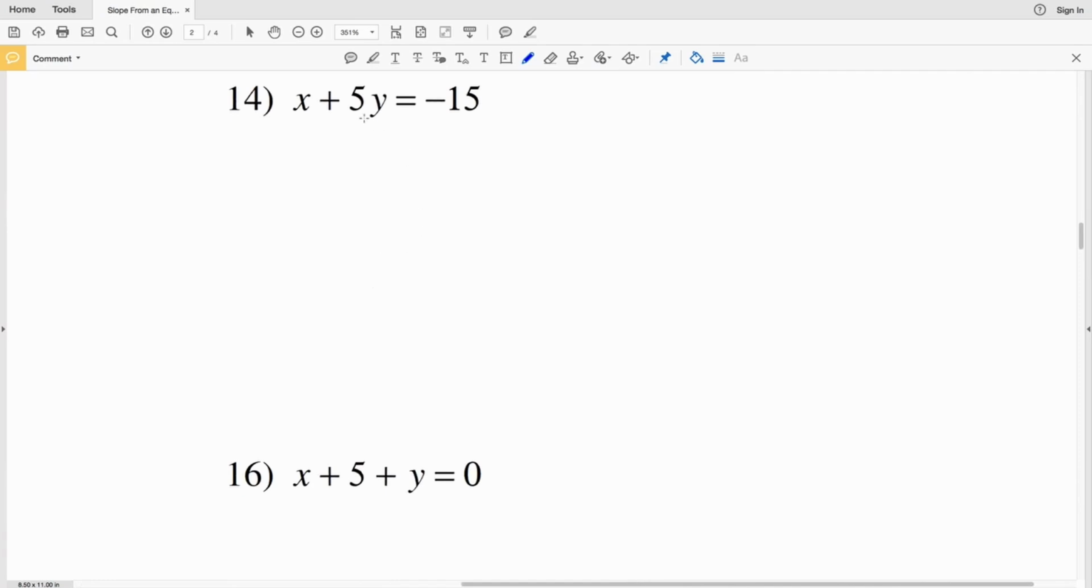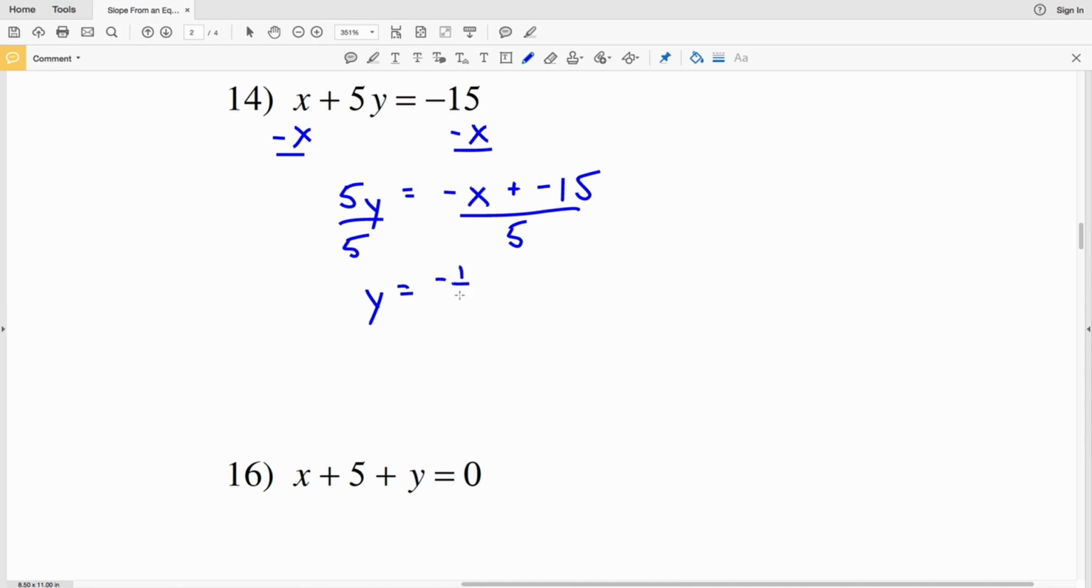In number 14, we have x plus 5y equal to negative 15. Subtract x from both sides, so you get that 5y equals a negative x plus a negative 15. Then we're going to divide both sides by 5 in order to isolate that y, and that's going to be equal to negative x over 5, which is negative 1/5 times x plus negative 15 over 5 is a negative 3. We can see that our slope is negative 1/5 for number 14.